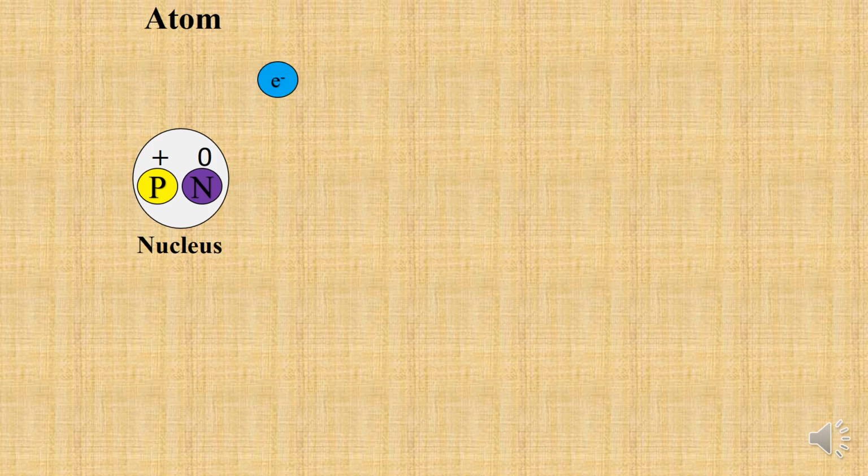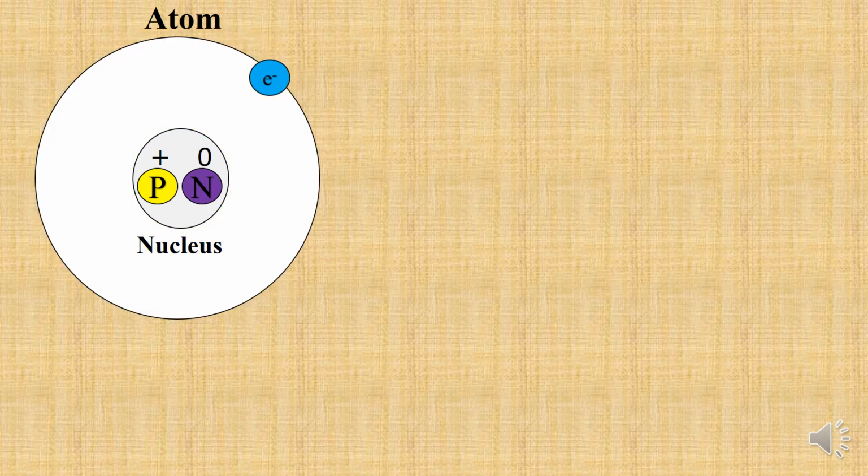Atom is the smallest unit of an element. It has a central nucleus which contains positively charged protons and electrically neutral neutrons, with the negatively charged electrons traveling around the nucleus in their respective shells or energy levels.